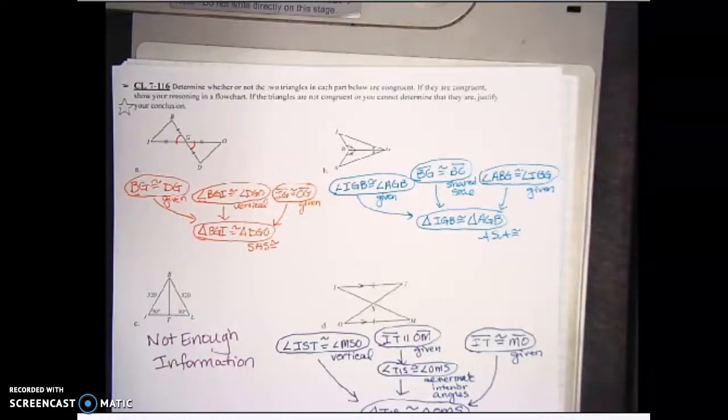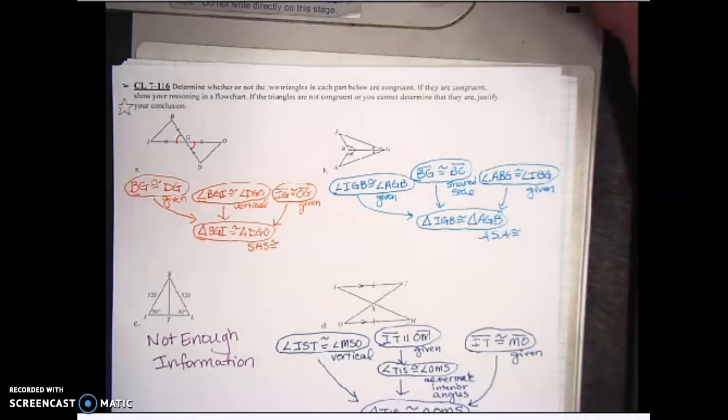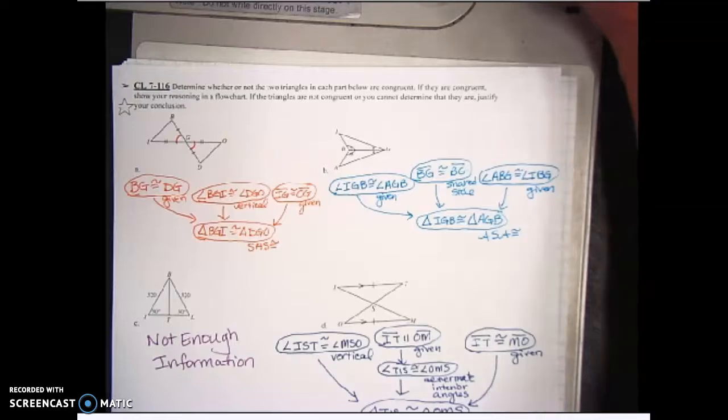26 of the closure for Chapter 7. The directions say, determine whether or not the two triangles in each part below are congruent. If they are congruent, show your reasoning in a flowchart. If the triangles are not congruent or you cannot determine that they are, justify your conclusion.